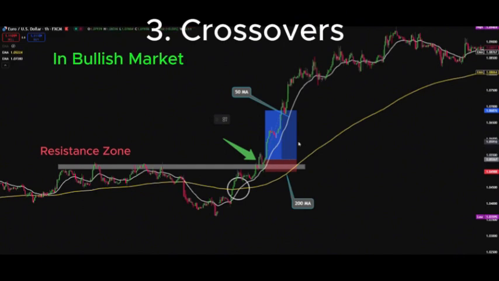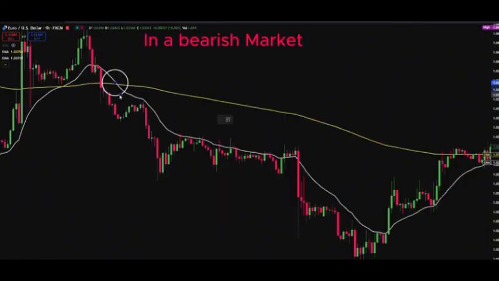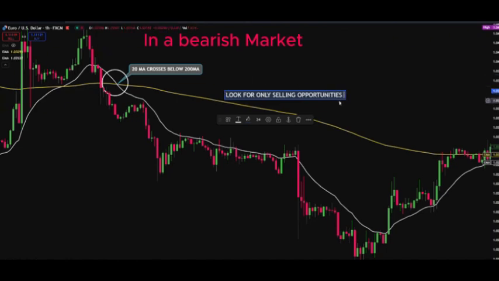That's a pivot area for those who know. So we are only looking for buying opportunities above that MA. Buy until the next crossover, guys, okay? So in the bearish scenario, you can see there was a previous crossover there. The 20 moving average crossed below the 200 moving average, okay? So we are getting ready to sell, all right? Look for only selling opportunities after that crossover, all right?